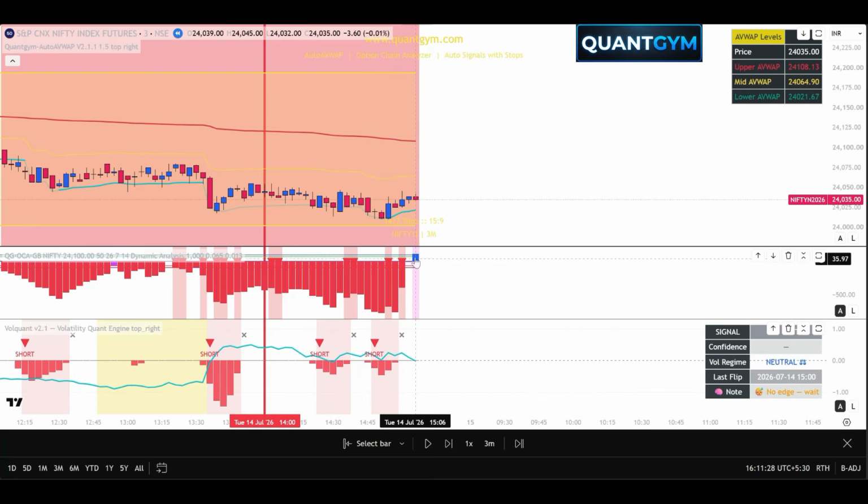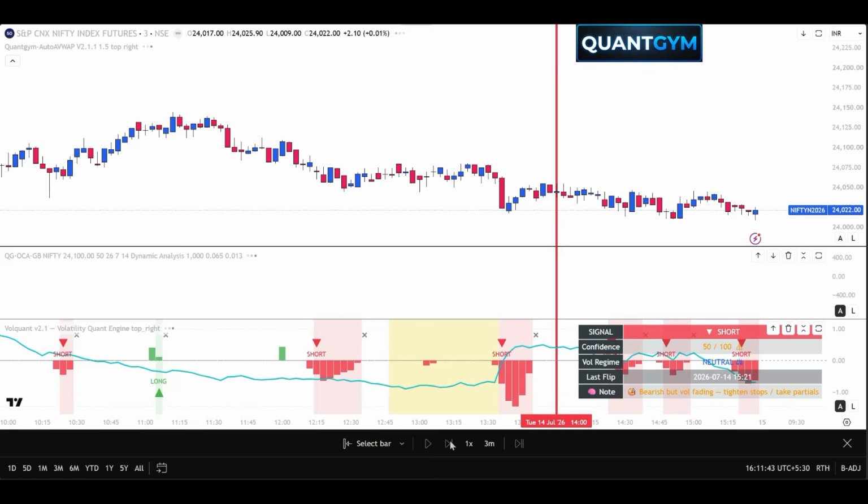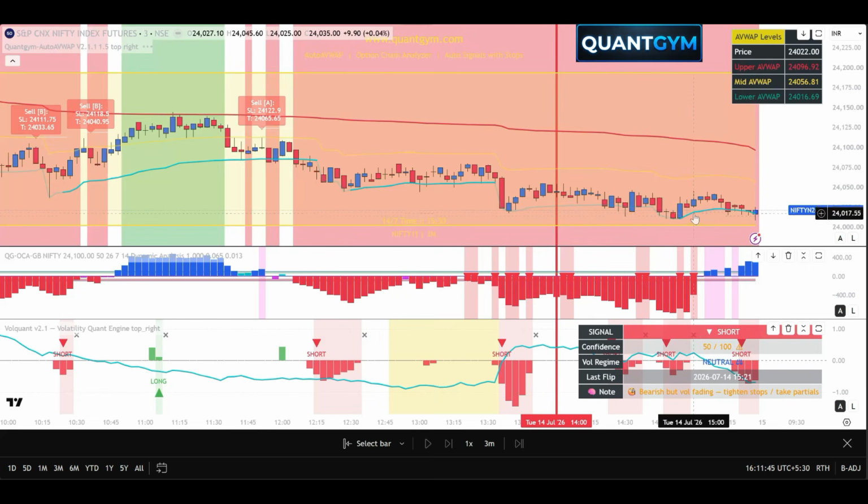Now post 3 p.m. I'm getting a bullish bar on the OCA. So I'm looking for upsides, but I need another signal out here. Either I need wall point to give me a buy, or I want Nifty to break out. This upper AVWAP is too high, so you won't have a trade out here actually. Conditions are not matching and Nifty actually flattens out at that particular time frame.